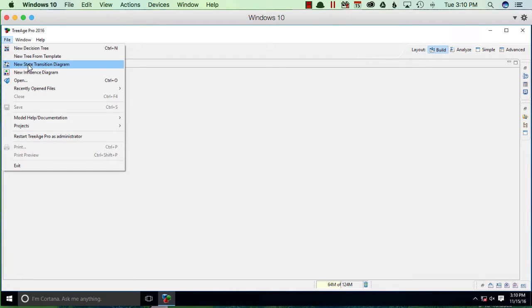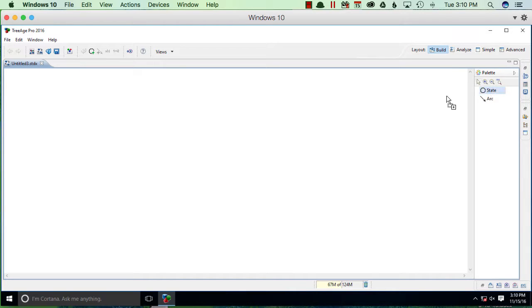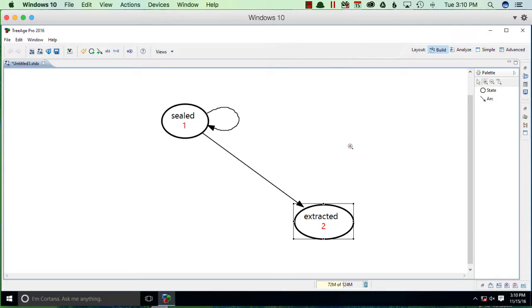Now this is going to be how to do a simplification of a Markov model in TreeAge. I'm going to model this after the model they have for the life cycle of a tooth in the American Journal of Public Health article. They have some different states: sealed, extracted, restored. I just want to use two states. So to simplify it, we'll say there's two states: sealed and extracted.